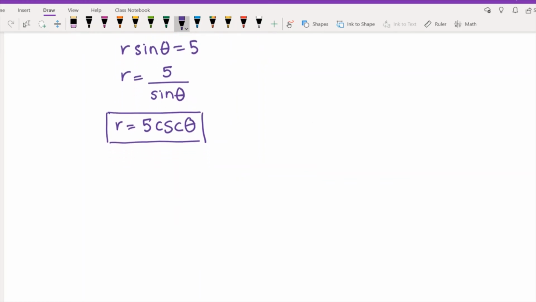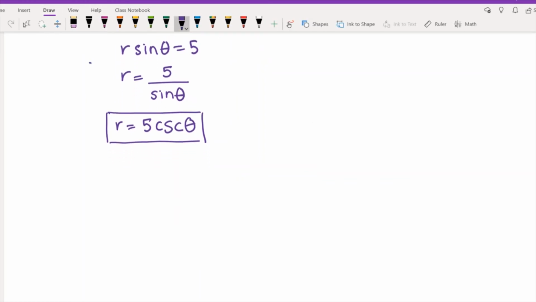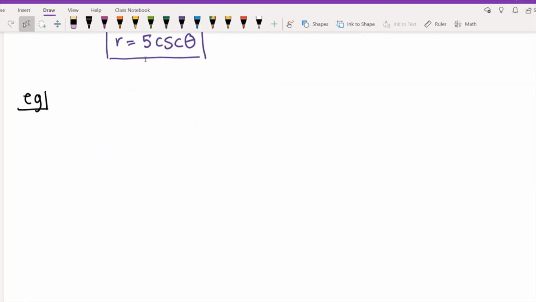Okay, so last example of this video, we're now going to be going from a polar equation to a rectangular equation. So we're going to convert r is equal to 4 cosine theta. So that's an equation relating r and theta, to a rectangular equation.